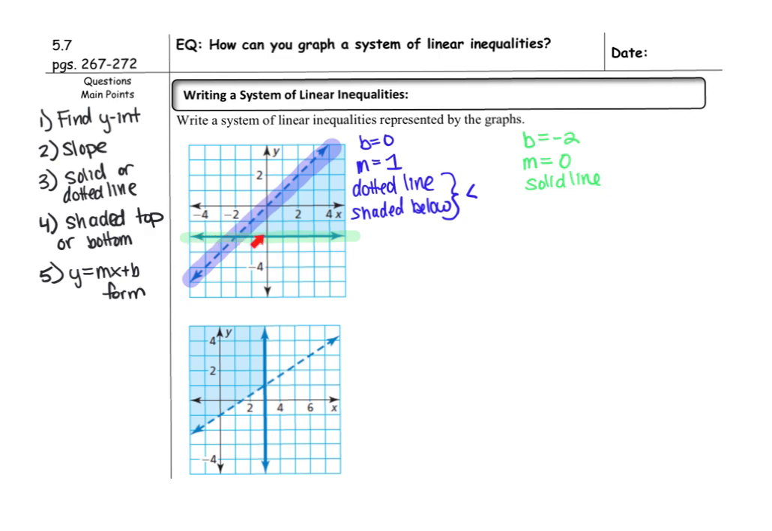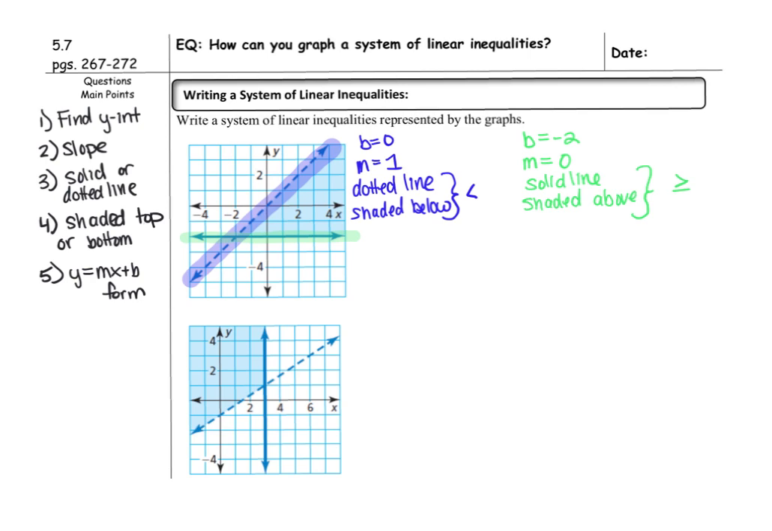And if you look at this line, it's shaded above the green line. So this would be below and there's no shading down here. So if you look at this line, it's shaded above the line. So if we have a solid line that's shaded above, that would be greater than or equal to.